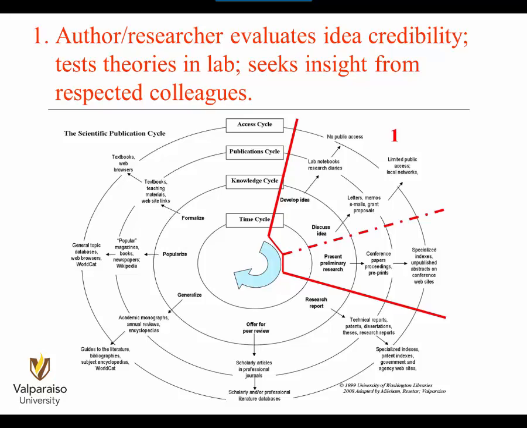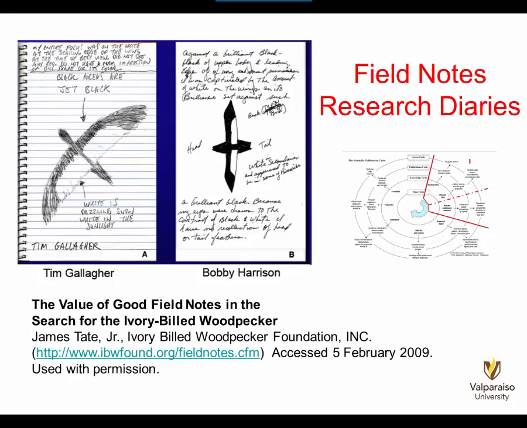So let's look at some examples of documentation that happens at this stage. Here's an example of field notes from 2 different ornithologists of what might be an ivory-billed woodpecker, a possibly extinct bird. These field notes are only accessible to us because the authors put them on a website.